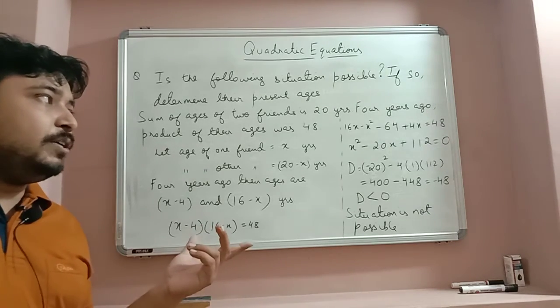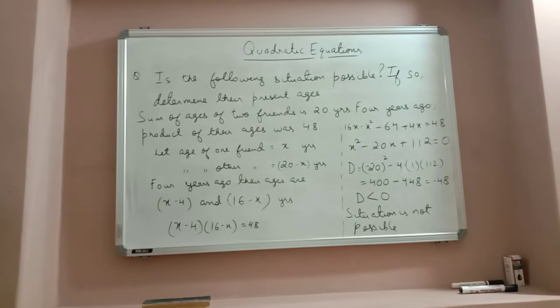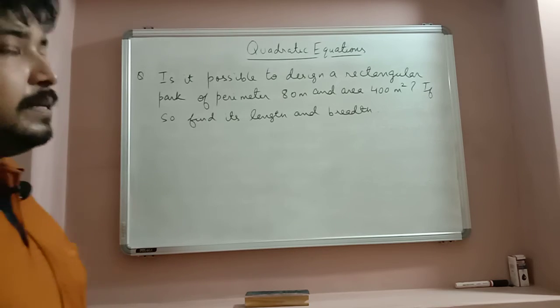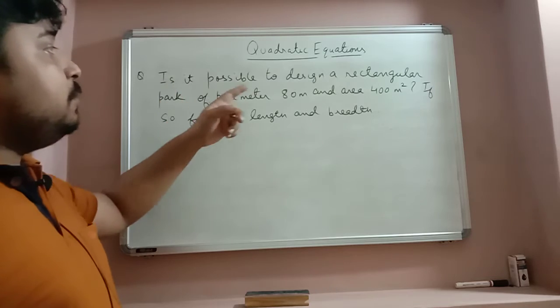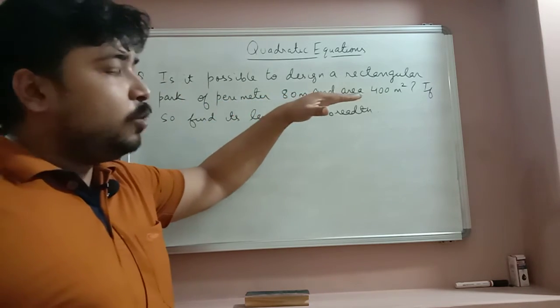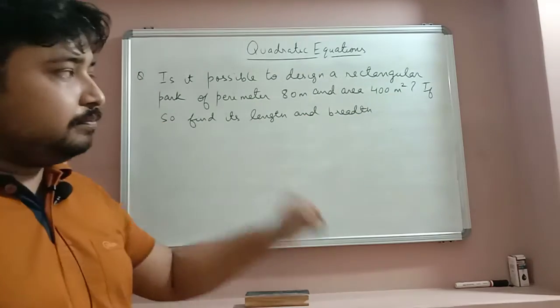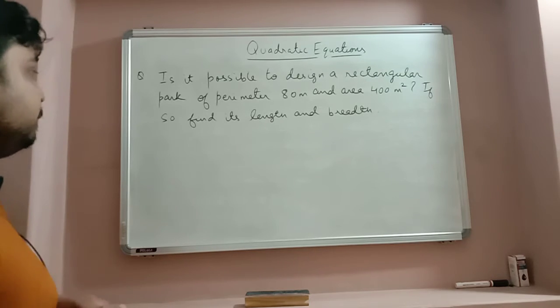Let's take up one more question. Alright students, let's take up another word problem in order to clear our concepts. Question says, is it possible to design a rectangular park of perimeter 80 meter and area 400 meter square? If so, find its length and breadth. So let's try to do this.